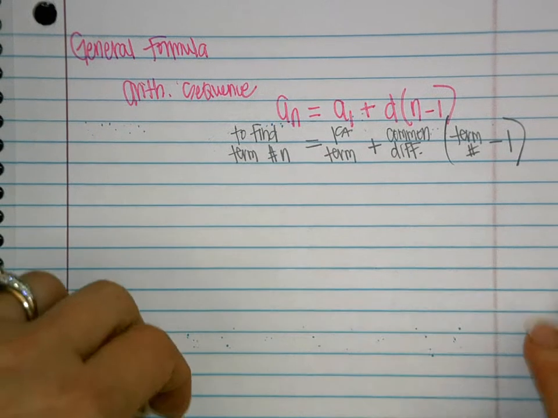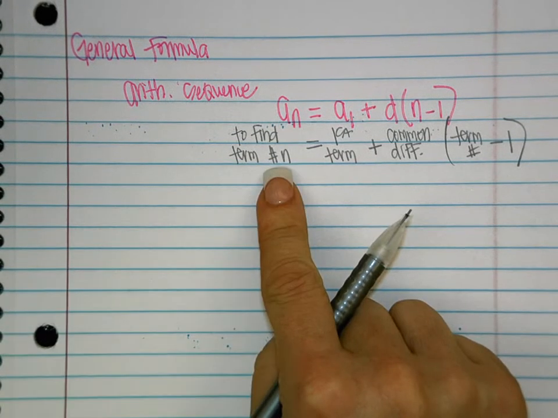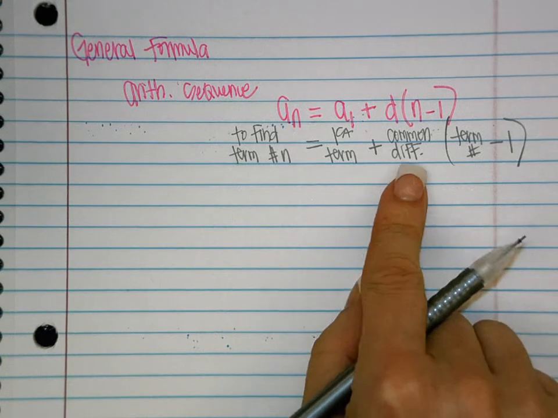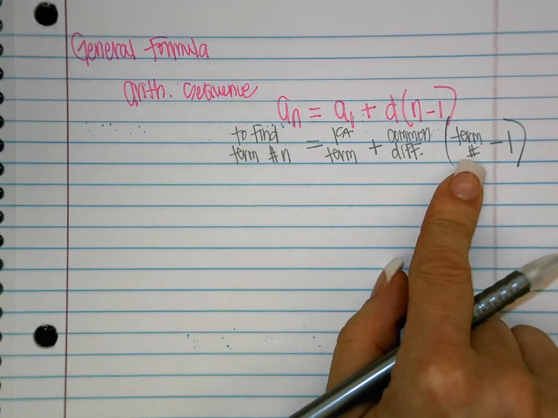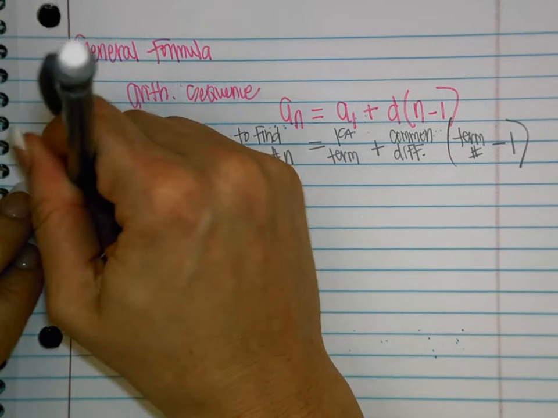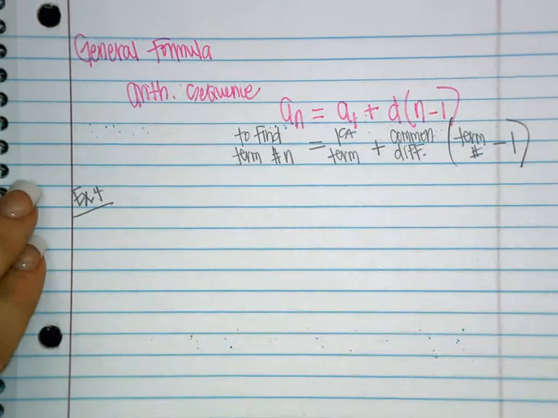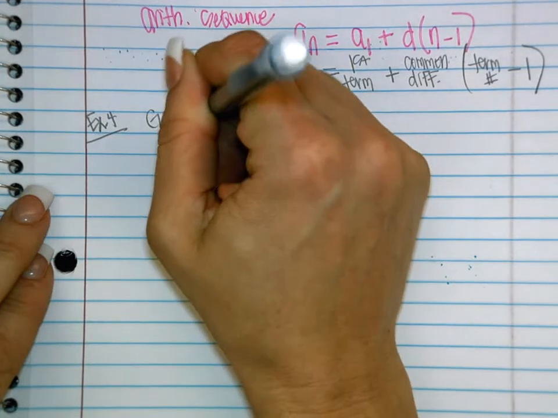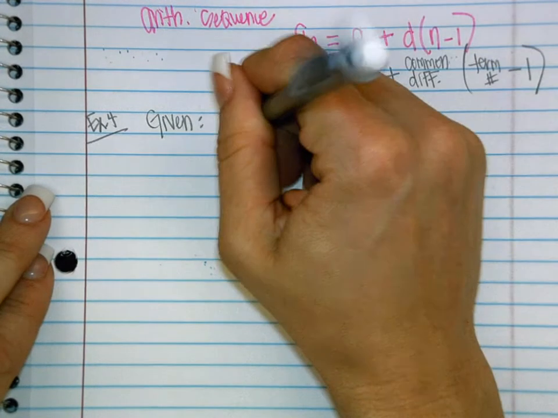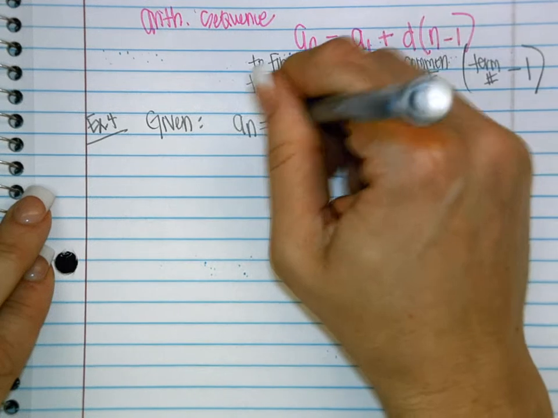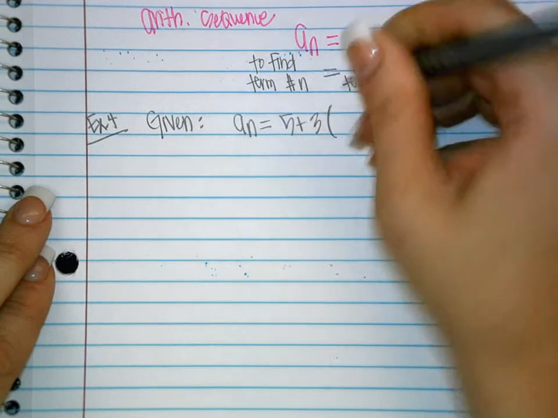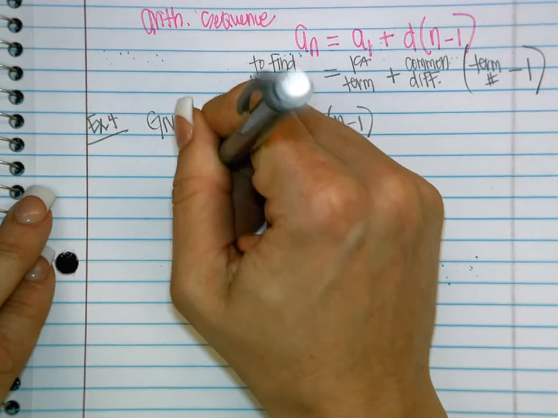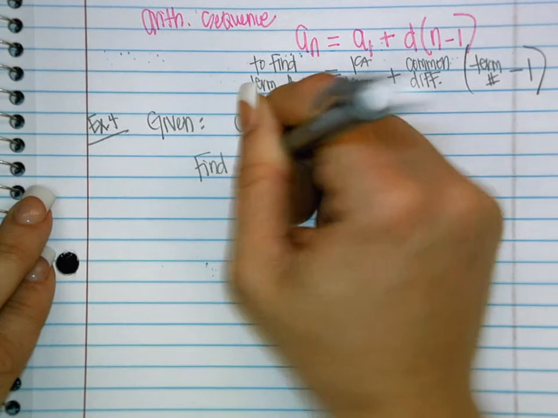Okay, so to find any term number, to find term number n, you will use the first term plus the common difference times term number minus 1. So for example number 4, we're going to make this a little bit easier now that we have numbers to work with. So I give you that A sub n is equal to 5 plus 3 times n minus 1. And I ask you to find the first 4 terms.